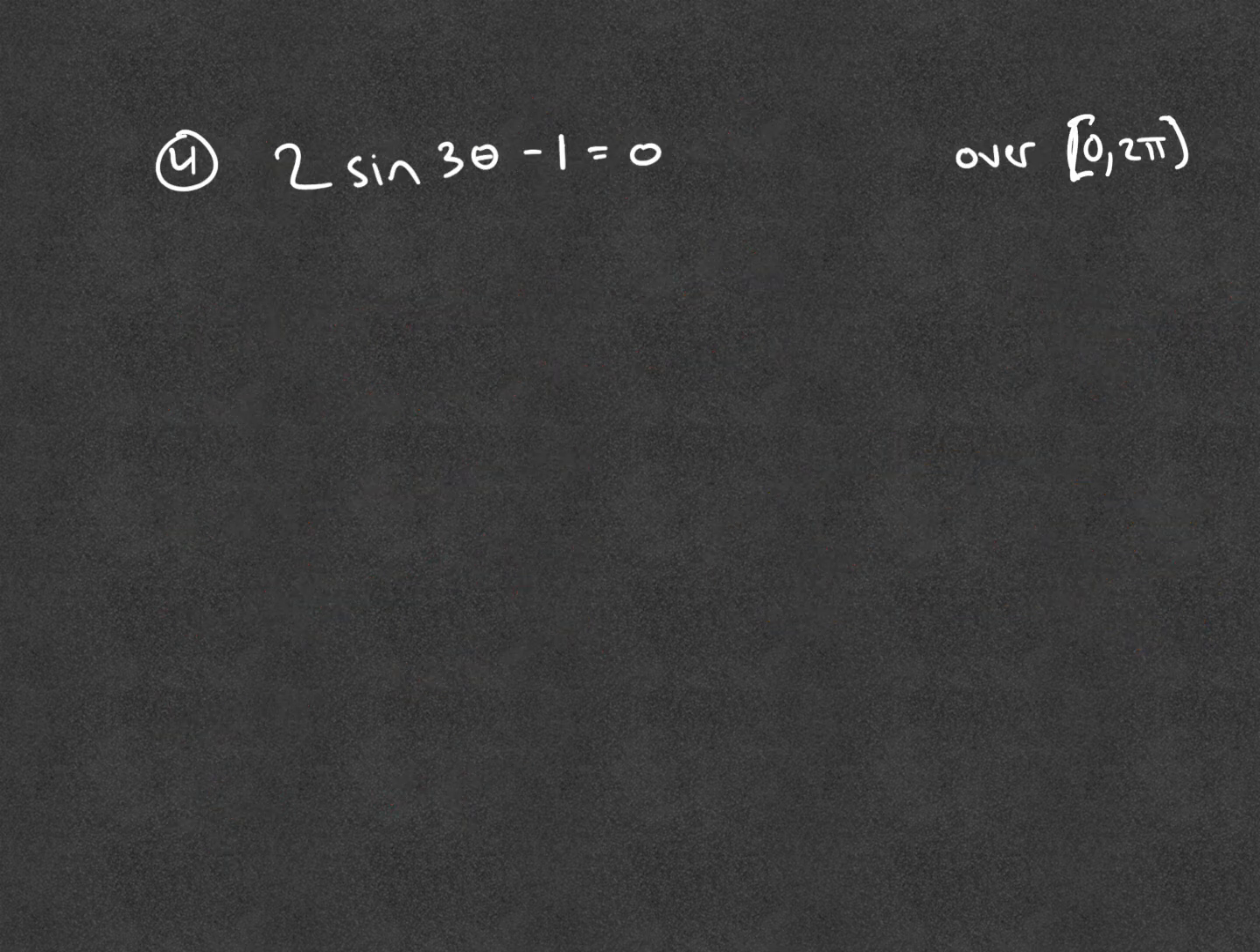All right, now in number 4 here, we are solving this over 0 to 2 pi. We got 2 sine of 3 theta minus 1 equals 0. Here I'm going to try to isolate sine, right? So I can turn this problem into sine of 3 theta equals 1/2, right? But notice the difference here. This one has a horizontal compression, 3 theta. It's not just theta, it's 3 theta. We have to do this problem a little differently because of that.